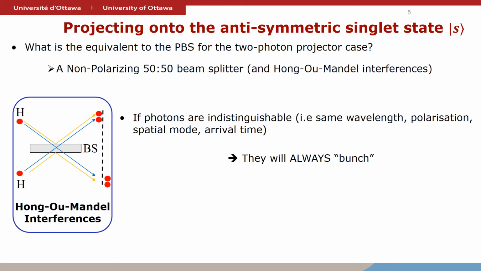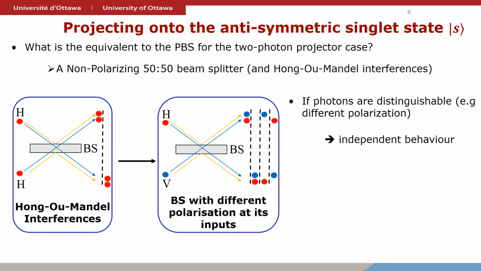As you know, if you send two perfectly indistinguishable photons, which means that they have the same color, the same polarization, the same spatial mode, and the same arrival time, on two different inputs of a 50-50 beam splitter, they will always bunch, which means that they always leave the beam splitter by the same port. This is the Hong-Ou-Mandel effect.